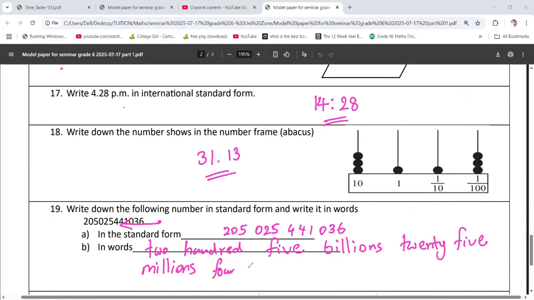441,000 and 36. So if you write this way, you get the marks.